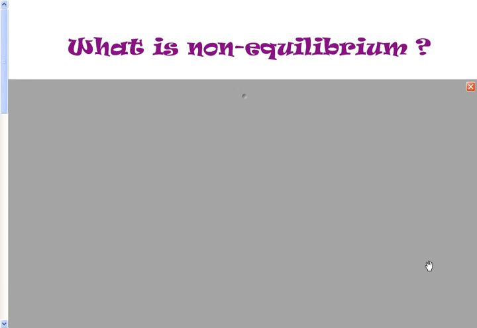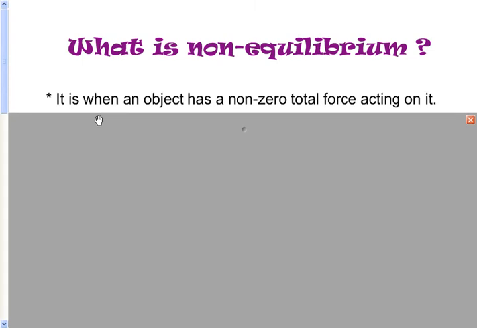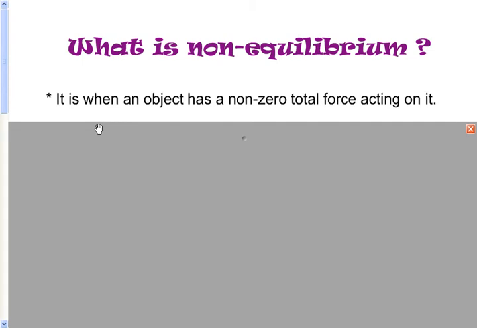All right, so what is non-equilibrium? In this situation, we're talking about mechanical stuff, like things moving and forces. Well, the short answer is it's when an object has a non-zero total force acting on it, a force on it that isn't zero.